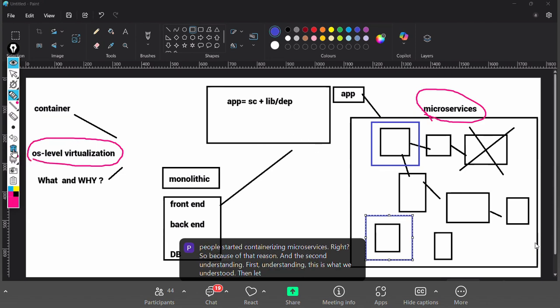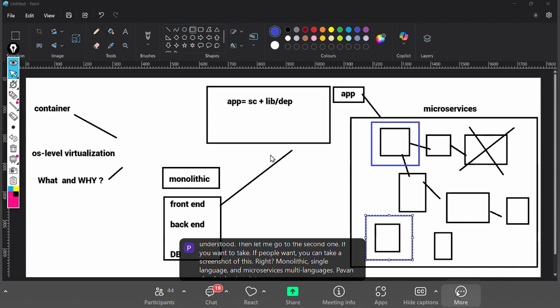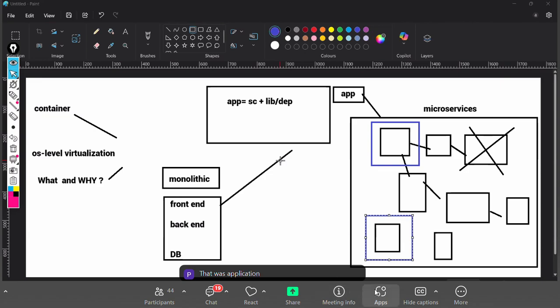Then let me go to the second one. If people want, you can take a screenshot of this. Monolithic is single language and microservices is multi-language. Pawan, absolutely pinpoint. Any example of monolithic and microservices? Krishna, I have shown you the microservices example just now, and I gave you the monolithic architecture too. I think I gave you the microservices architecture.